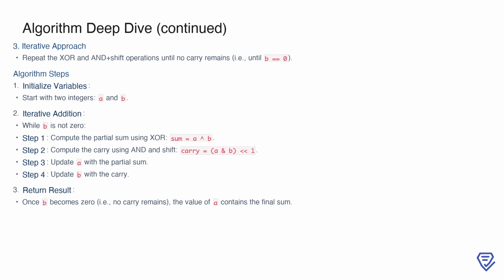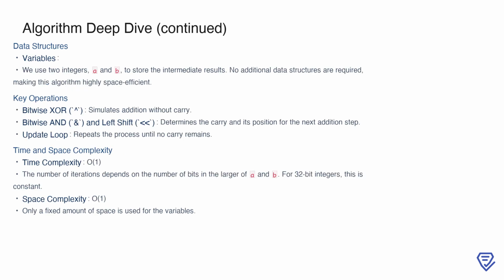Next, determine the carry using AND and left shift, carry equals a AND b, left shifted by 1. This identifies where the carry occurs and shifts it to the correct position for the next addition step. Then, update a with the partial sum and b with the carry. This effectively moves us closer to the final result. The loop continues until there's no carry left, at which point b becomes 0. At this stage, the value of a represents the final sum of the two integers, which we can return as the result. This algorithm is remarkably efficient due to its simplicity.